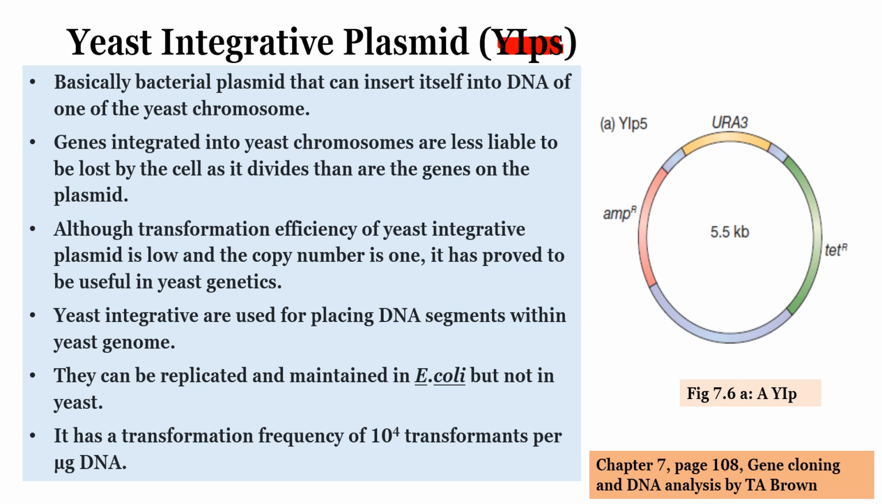Now the genes which are integrated into the yeast chromosome are less liable to be lost, meaning they have a stable transformation and they will divide only when the cell is going to divide. By division I do not mean dividing 1 into 2, it means replication. Although transformation efficiency of yeast integrative plasmid is low and the copy number is 1, it has proved to be very useful in yeast genetics. Yeast integrators are used for placing DNA segments within the yeast genome. So this means if we want to make a transgenic, we are going to use yeast integrative plasmid.